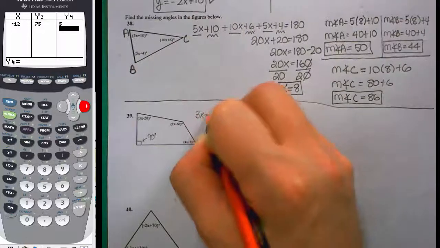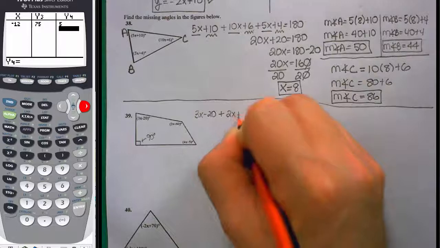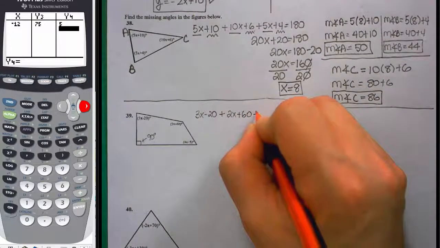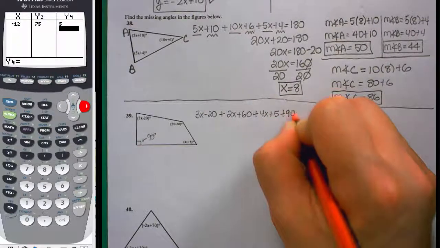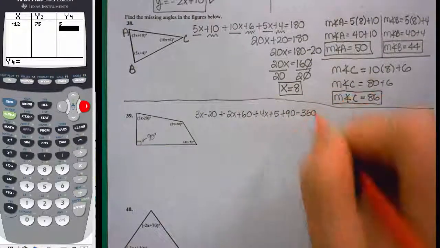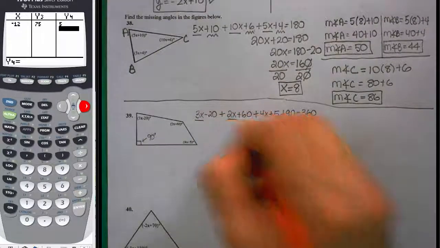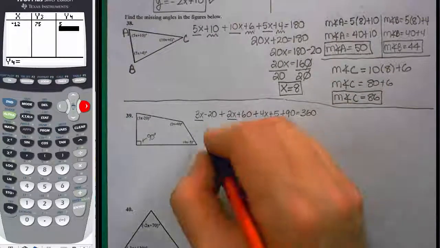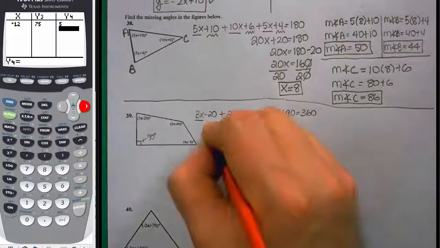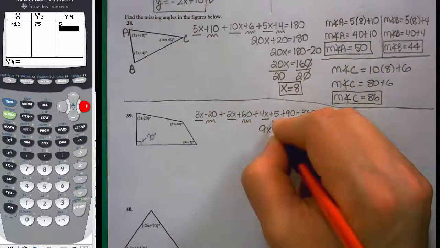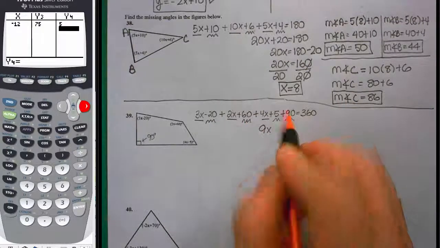So let's say 3x minus 20 plus 2x plus 60 plus 4x plus 5 plus 90 equals 360 degrees. Now we're going to combine like terms. So this would be 3 plus 2 is 5, plus 4 is 9x. Then we're going to combine these guys right here. So if I do negative 20 plus 60 plus 5 plus 90.